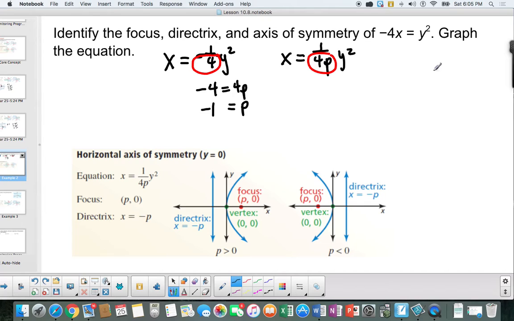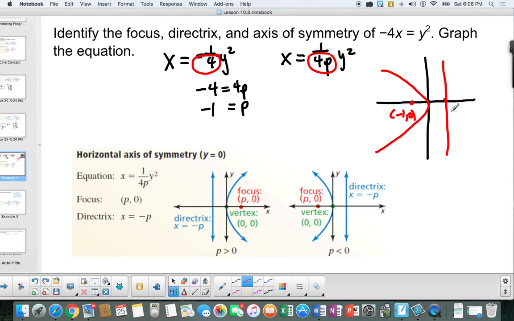All right, so now I know that my vertex is at 0, 0, and this is a sideways parabola, and I know the focus is at negative 1, so I'm going to have to go over negative 1 here. So this is going to be negative 1, 0, and I know the parabola wants to hug the focus. And that means I have to go the same distance on the other side for my directrix. So I think I can start answering the questions.